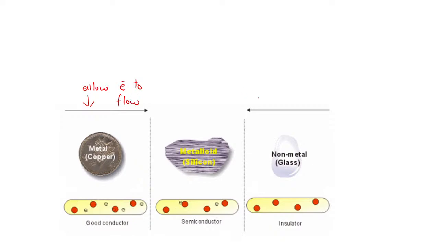Some do not allow electrons to flow through them, whereas some allow electrons to flow through them. Those who allow electrons to flow through them are called good conductors. Those substances or materials which do not allow electrons or electric current to flow through them are called insulators.